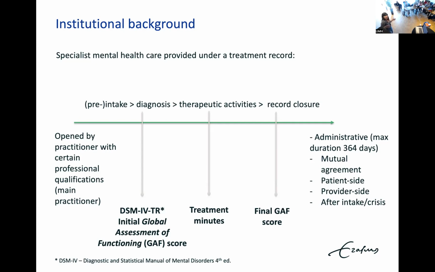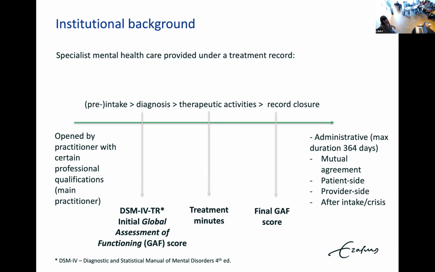So the record can be closed for several reasons. Let's start with the most obvious one. It's what we call mutual agreement, which is when the patient and the physician agree that it's time to conclude the treatment. So in theory, it's a proxy for the treatment being finished. There can also be reasons on the patient side, like for example, the patient drops out or moves address and moves provider. On the provider side, it will mostly be referral to other providers.